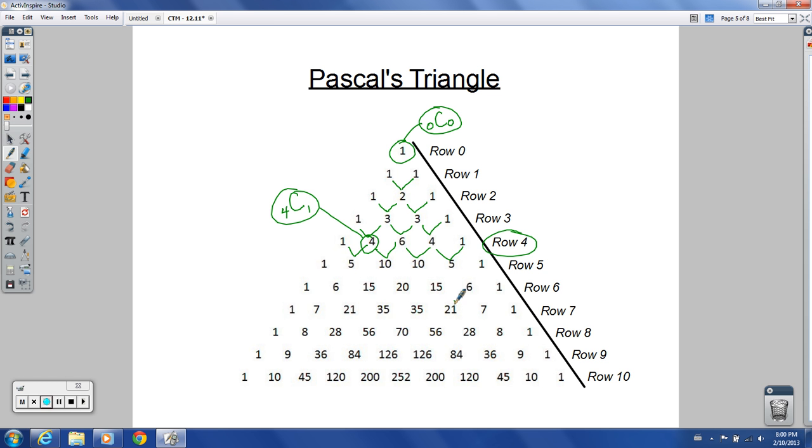If you picked, well, let's pick a more obscure one maybe, this one would be row 7, so this is where 7 choose, and this would be choosing none, 1, 2, 3, 4, and 5. So this would be 7 choose 5.